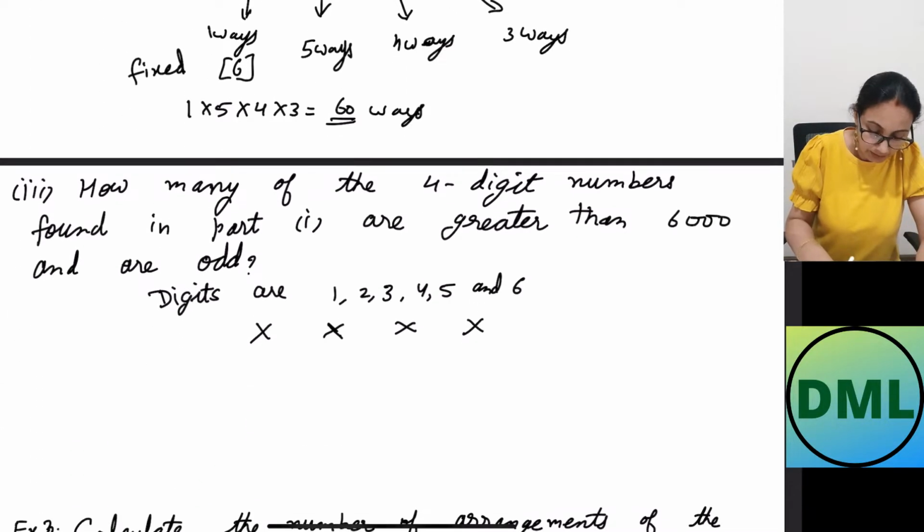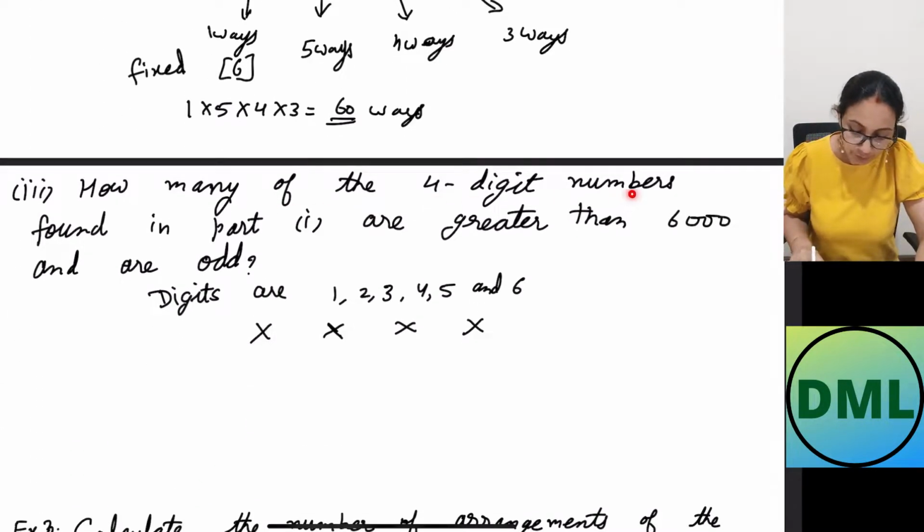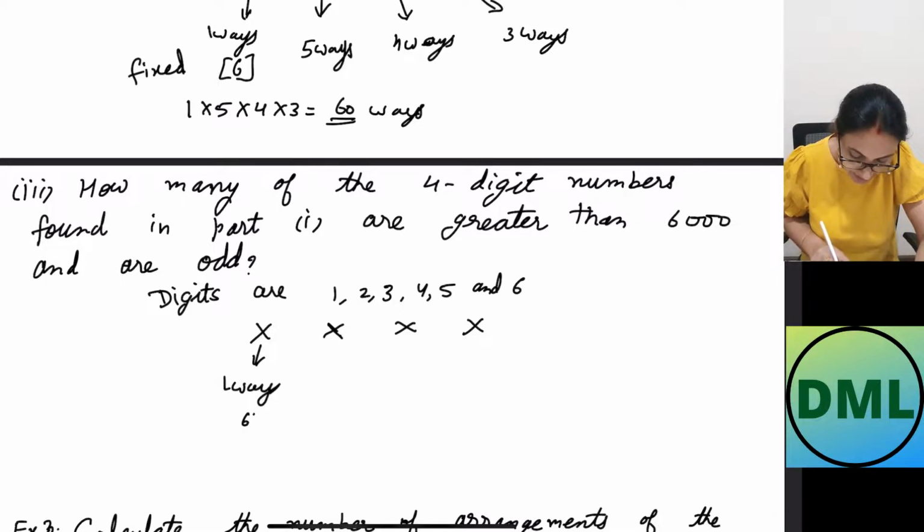Now, how many of the 4-digit numbers found in part 1 are greater than 6000 and are odd? So right now also we are making a 4-digit number and the number is also greater than 6000. As we have done earlier, this place can be filled in only one way, which is 6. That is fixed. You can't change it.